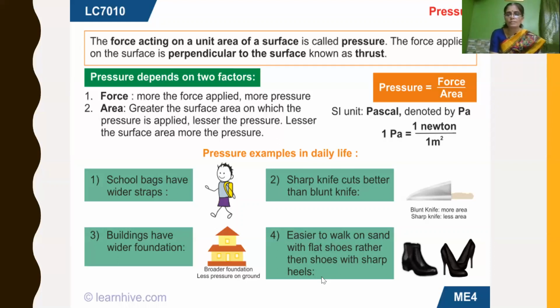If more force is applied and it is spread over a wider area, the straps being wider means the area is more. So what will be the pressure exerted? Less pressure will be exerted, isn't it? So the more the area, the less the pressure. So you will not feel that much weight. You feel very comfortable carrying a heavy load. That is why school bags have wider straps.